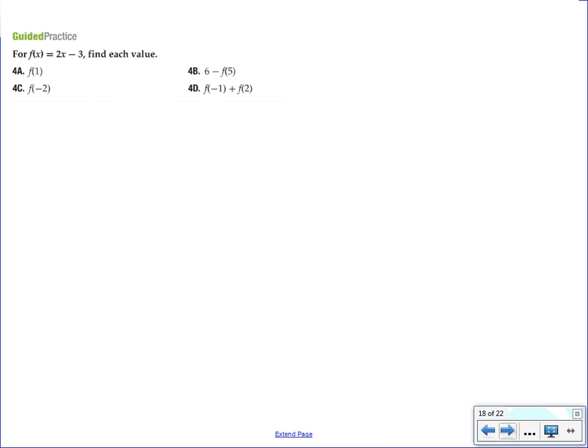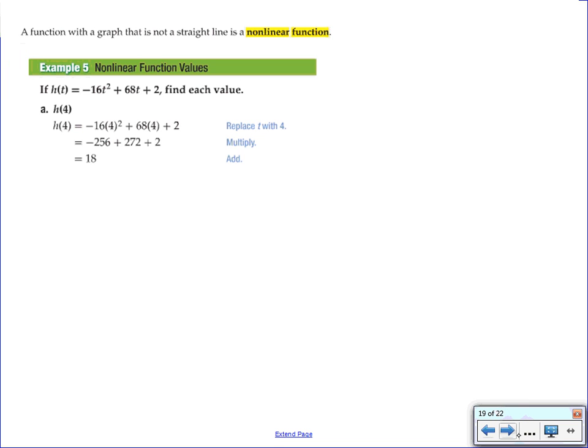Okay, I'd like you to just do 4A and 4C and try 4B. Don't panic if you don't get 4B. We'll do it in class, but try it. See if you can get it. Take the challenge. All right.